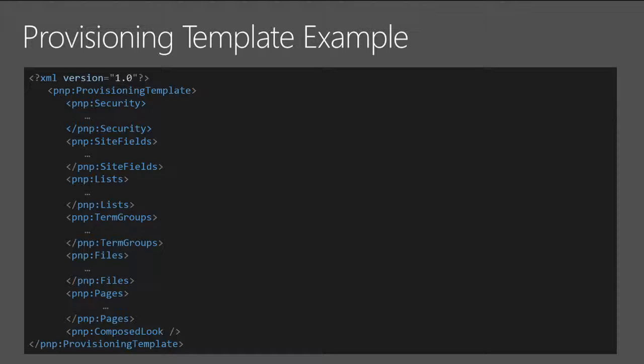You can deploy lists. You can deploy taxonomy. You can create term groups, term sets, terms, subterms. You set the values of the language labels, etc. All there. Deploy files, pages, wiki pages, and the composed look. Now, let me demo that.